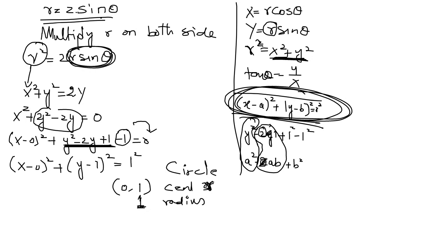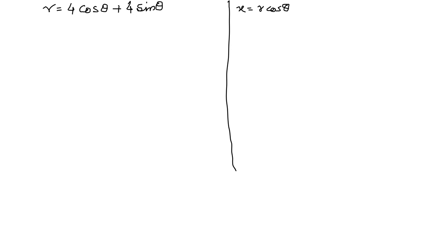No? Okay. Now there is another example that we have to convert. What was that? r is equal to 4 cosine of theta plus 4 sine of theta. So we have to use these four formulas. I write them again and again so you remember. x is equal to r cosine of theta. y is equal to r sine of theta. r square is equal to x square plus y square. And tangent of theta is equal to y over x.